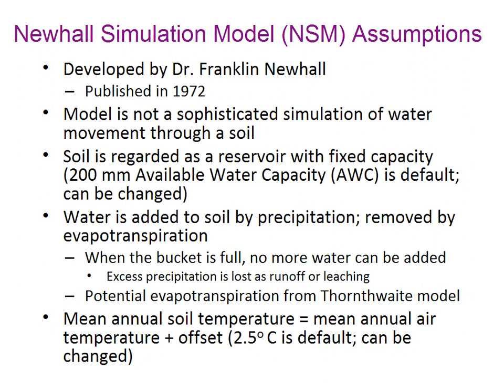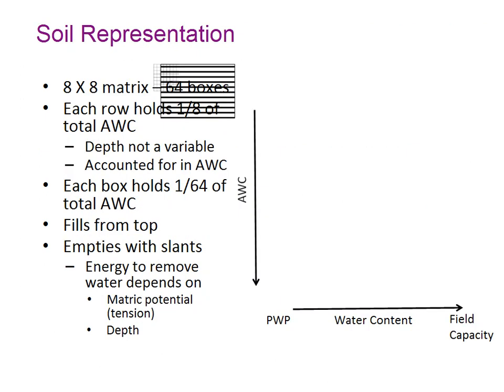In terms of temperature calculations, the calculations for soil temperature regimes are based on an offset from the mean annual air temperature. The default is 2.5 degrees C. Again, you can vary that if you have additional data that says it should be something different.